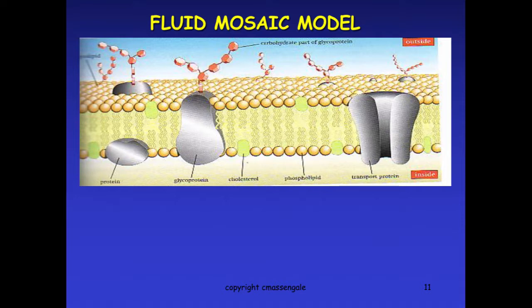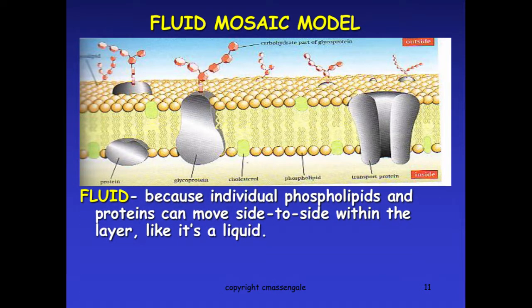So let's talk about, you're going to hear the word fluid mosaic model. Well, what does that actually mean? Fluid is the reason why we call a cell membrane fluid: these phospholipids and proteins can actually move in and out and wherever they would like to within the cell membrane, like a liquid. And so that's why we call it fluid.